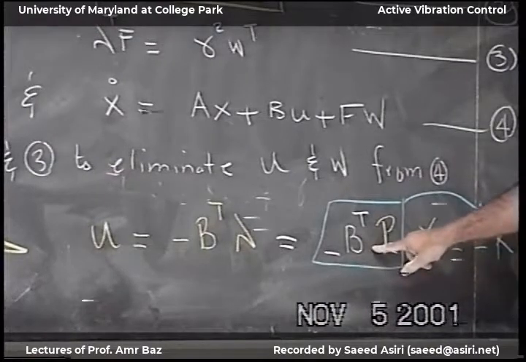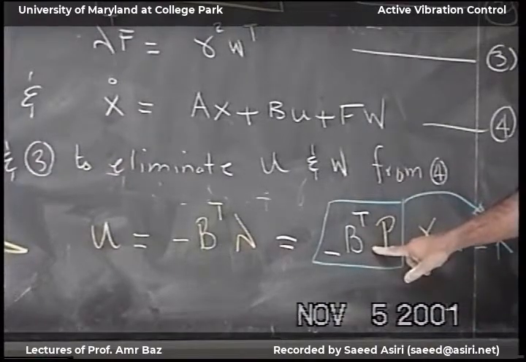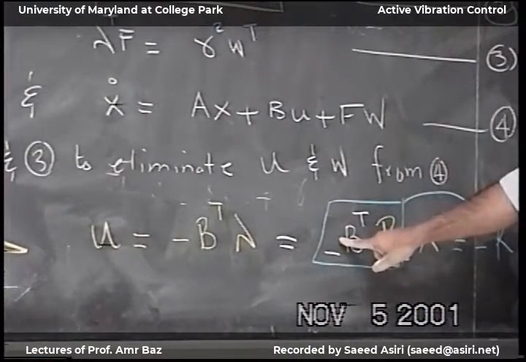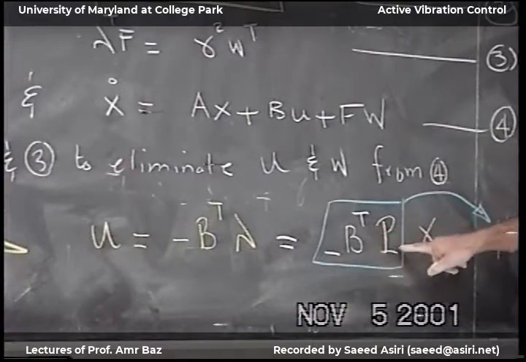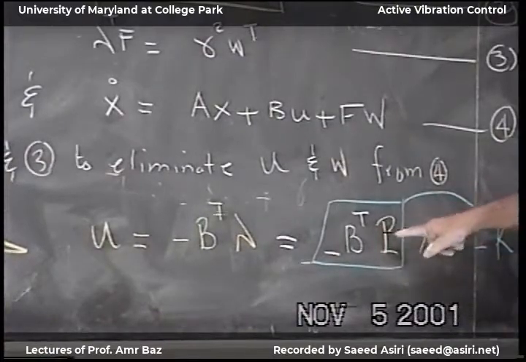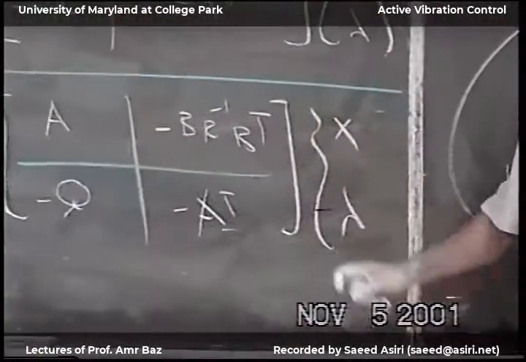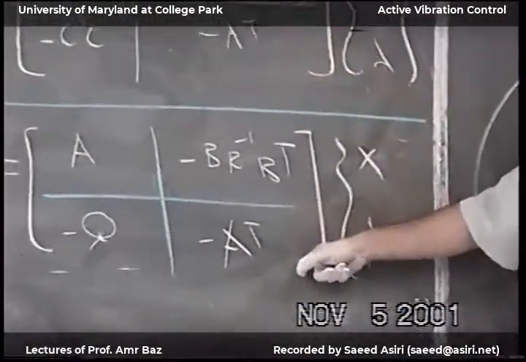This is exactly the same as the LQR. But the LQR had here R inverse. R, in this case, is identity. So B transpose P. But this P is the P that solves this Hamiltonian matrix, not this Hamiltonian matrix.